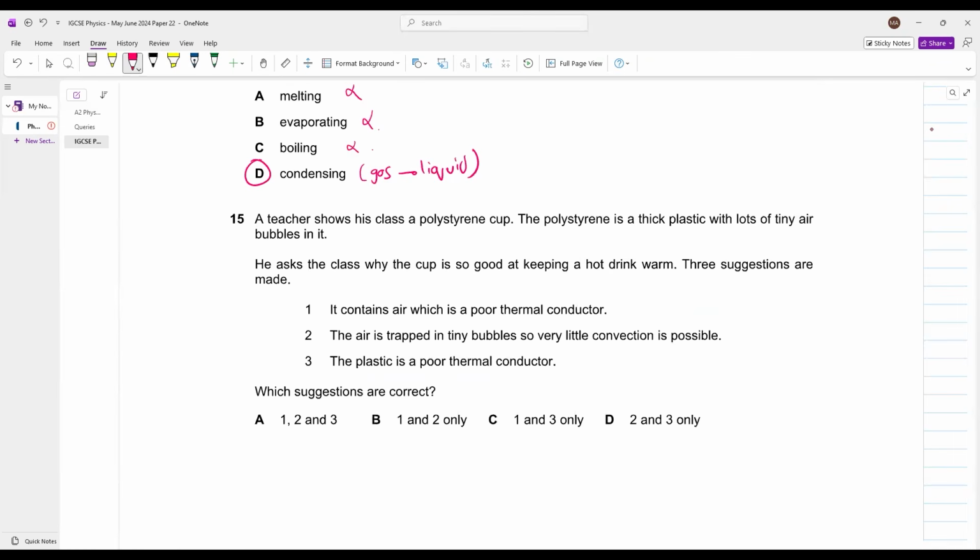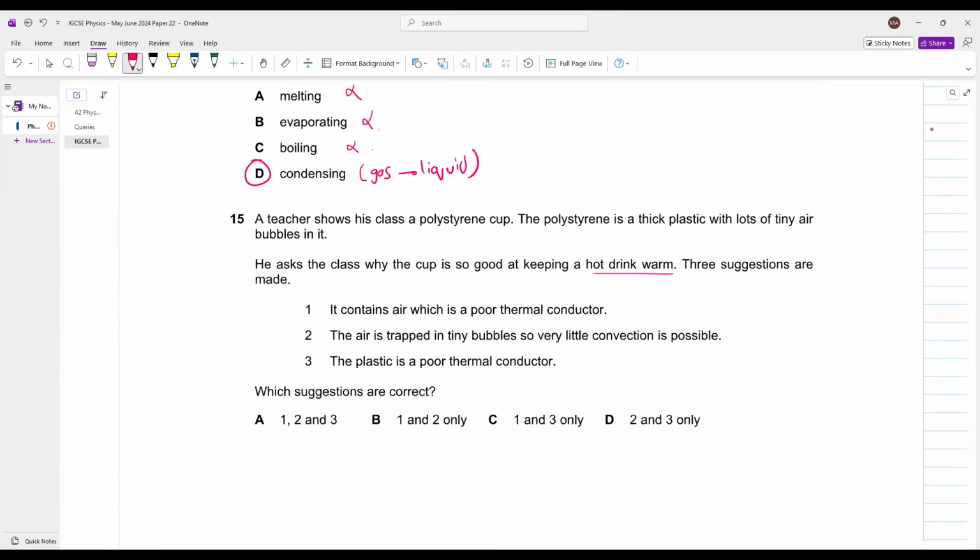A teacher shows his class a polystyrene cup. The polystyrene is a thick plastic with lots of tiny air bubbles in it. He asks the class why the cup is so good at keeping a hot drink warm.